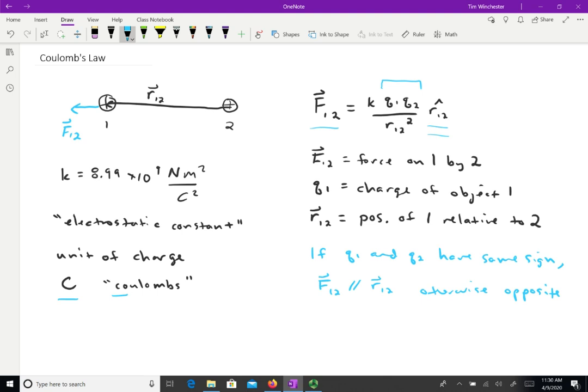So that's the most common unit of charge that we talk about in this class, because, like I said, it is the SI unit. But there is another very common unit of charge, and that's the electron. So the electron is a lowercase e.